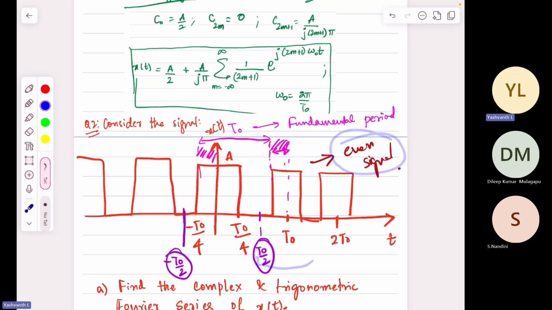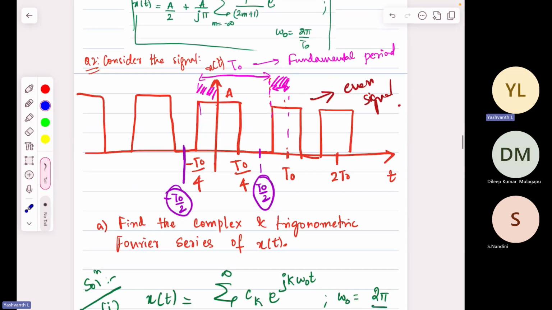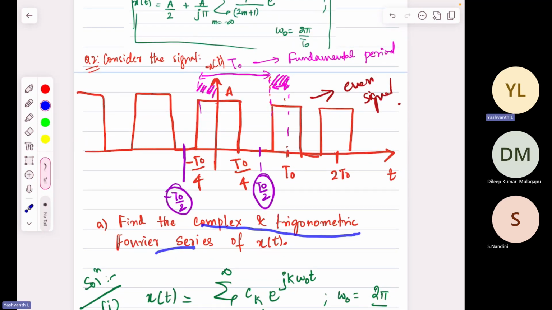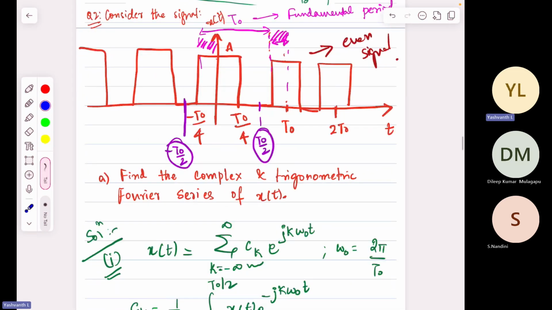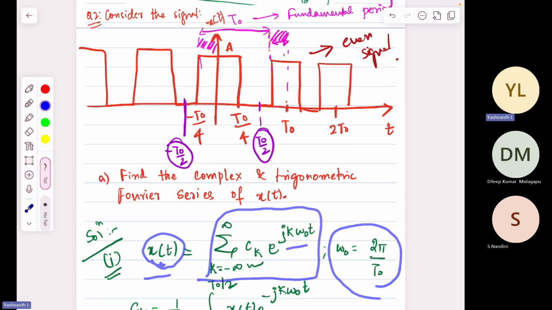Now, my question is, what is the Fourier series? Find the complex and trigonometric Fourier series of x of t. We'll solve it. Again, same thing: we're going to do the same thing, but more carefully, and interpret why the answers are different. x of t is a Fourier series, summation over ck e power jk omega naught t, where omega naught is 2 pi by T naught.